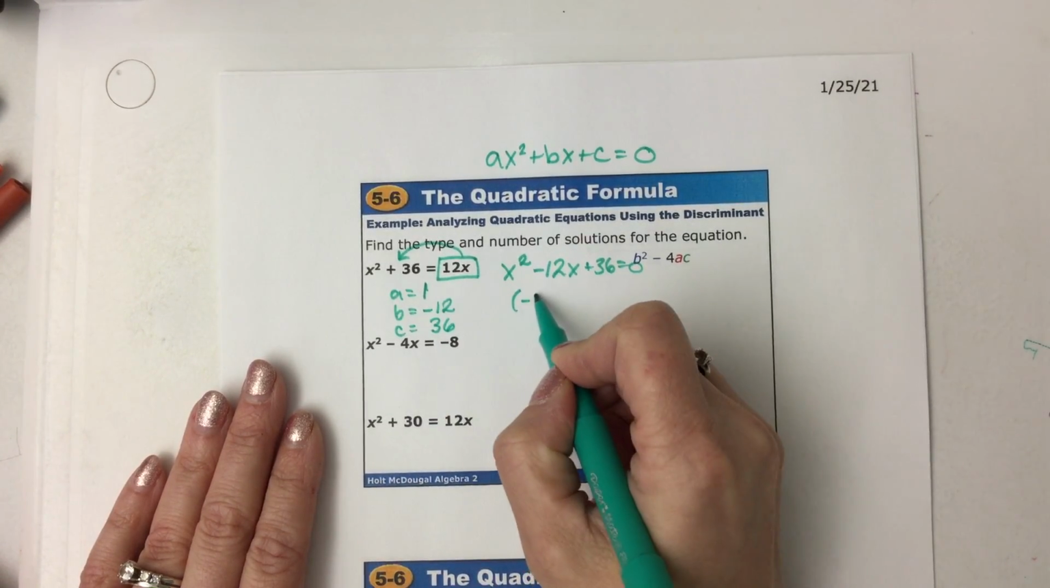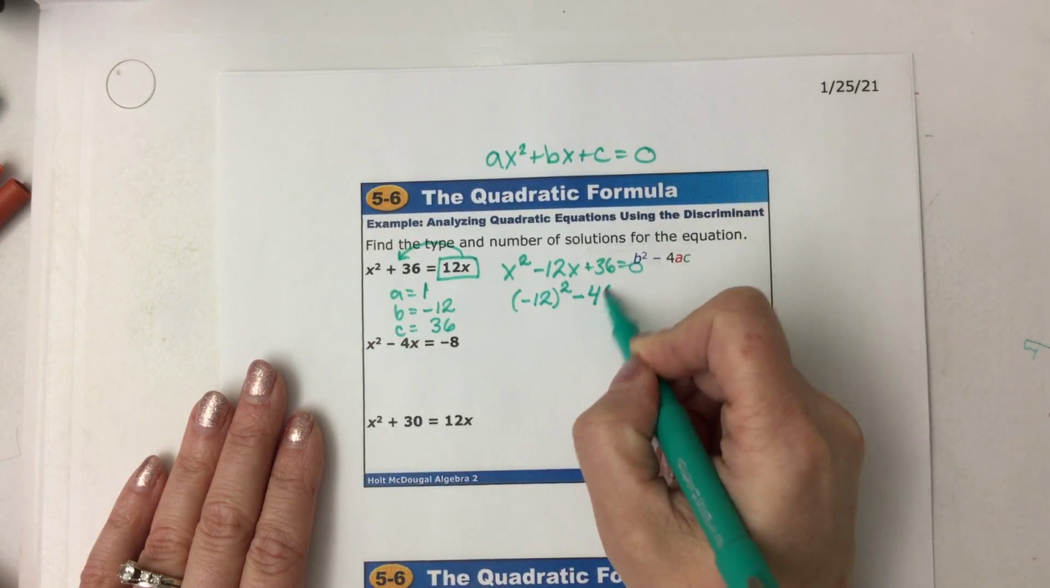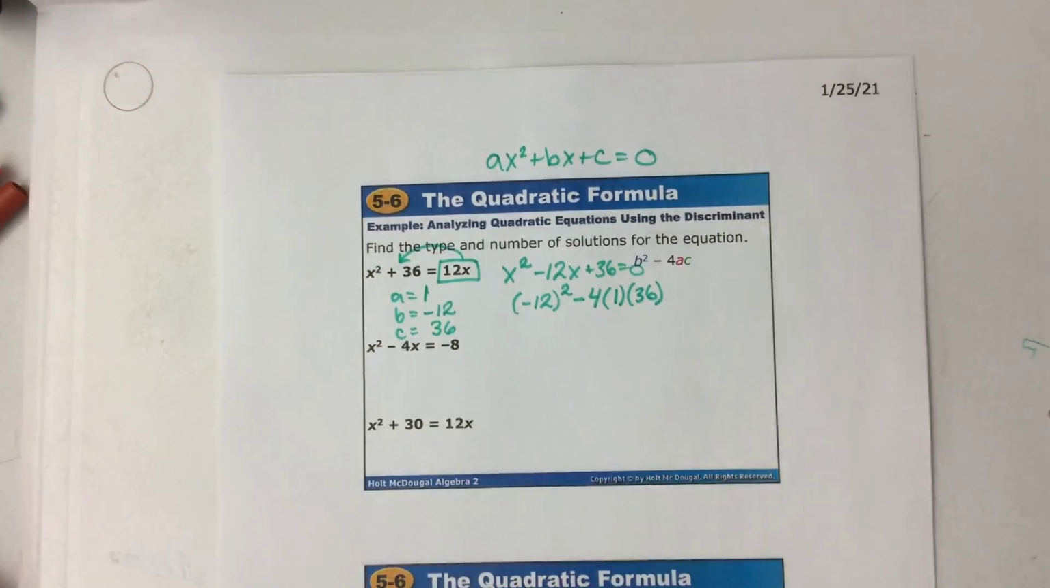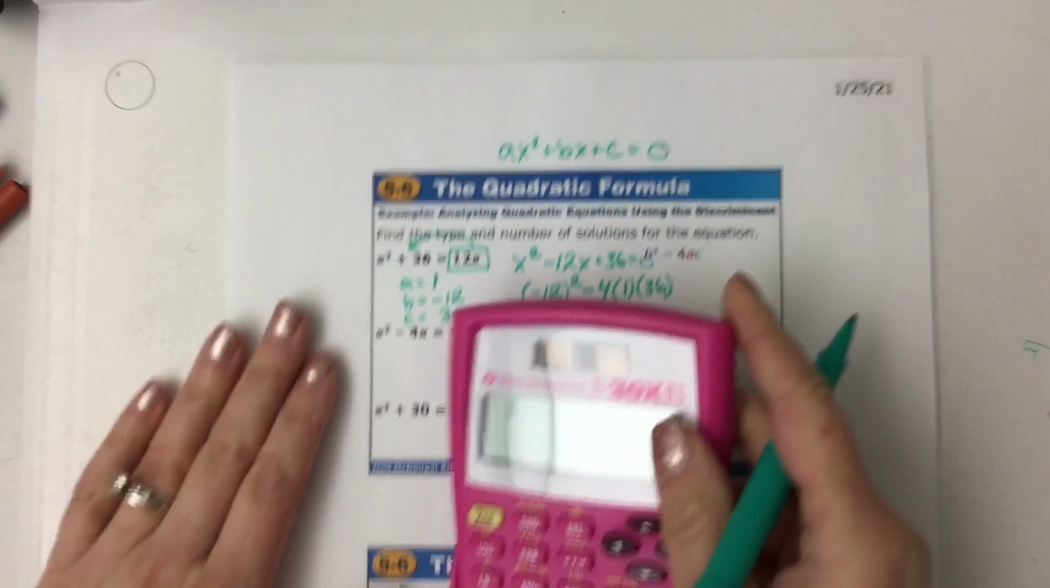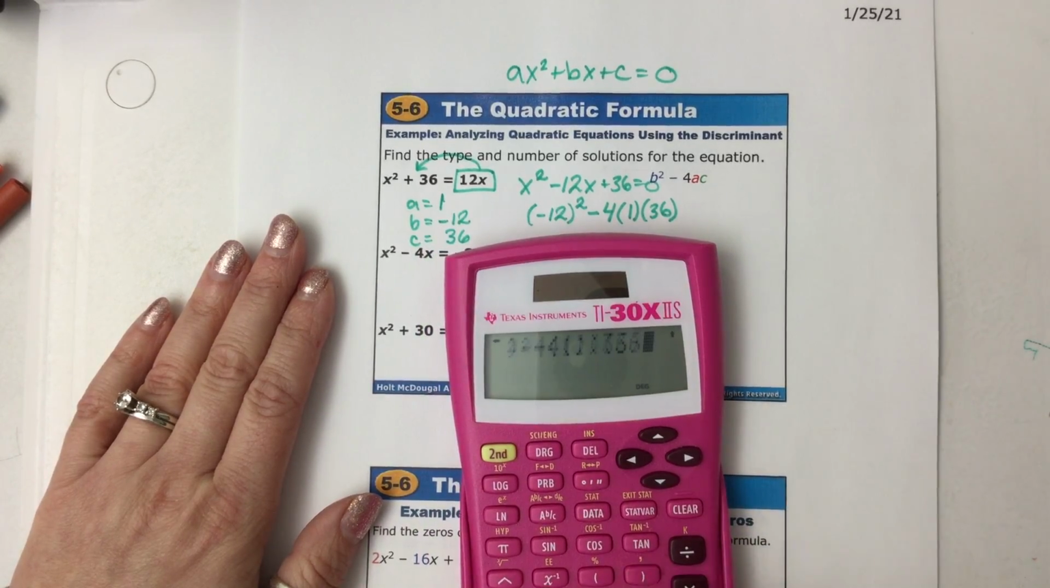So I calculate b squared minus 4ac: negative 12 squared, minus 4 times a, which is 1, times c, which is 36. Now you can enter this into the calculator at one time. You just have to be really careful with the parentheses.